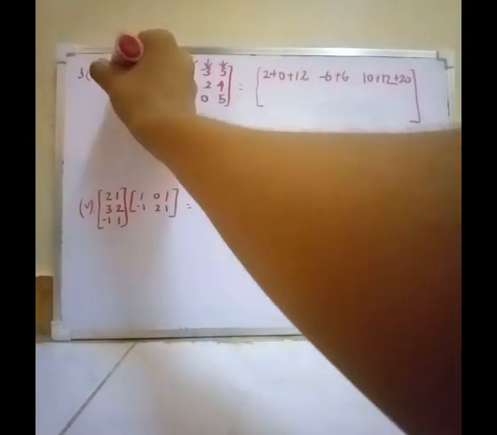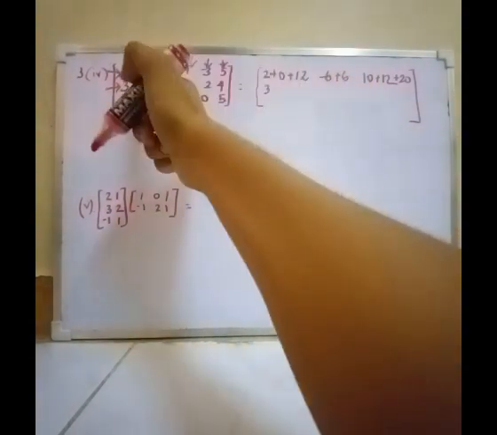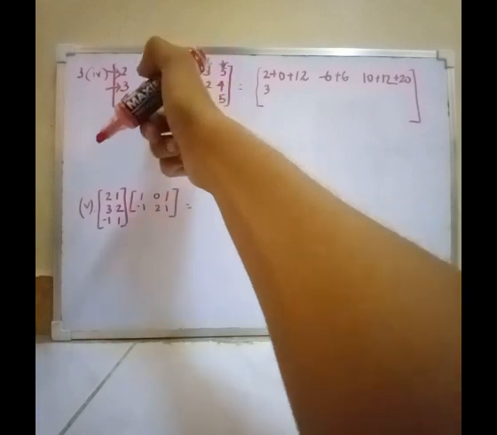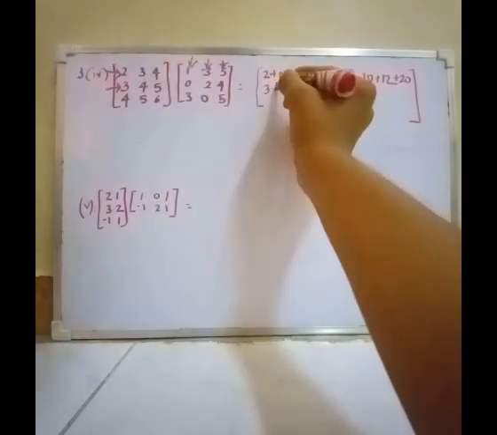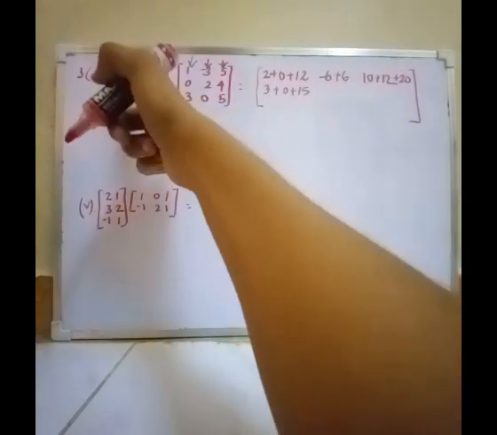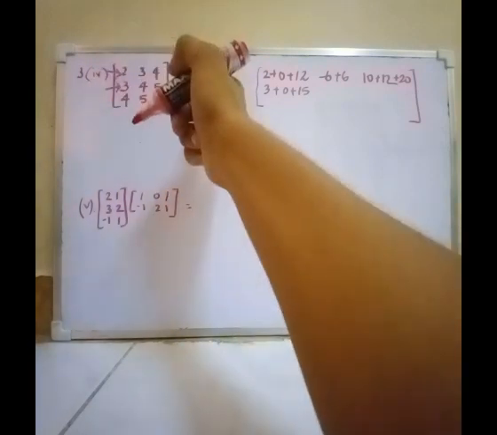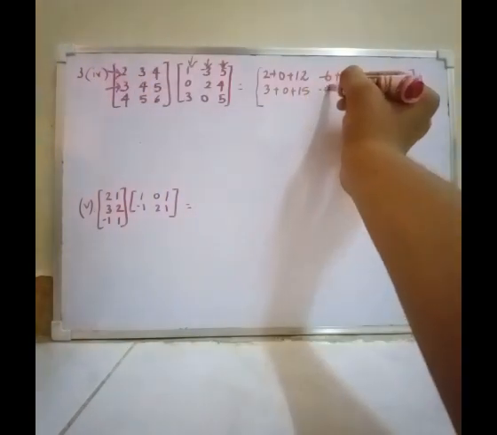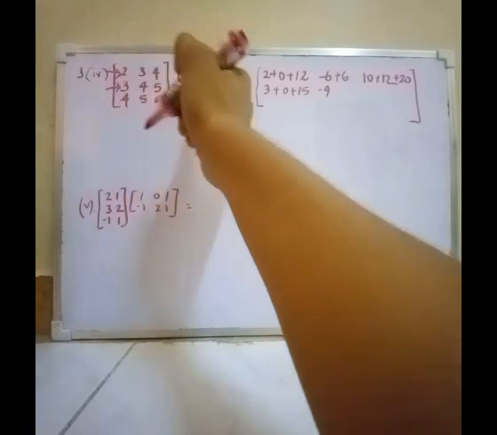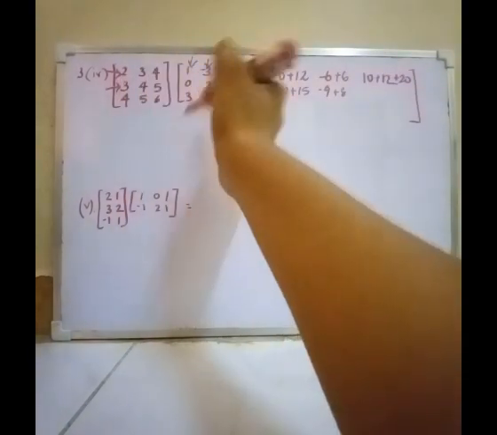Now doing the second row with each column, 3 times 1 would be 3, 4 times 0 would be 0, and 5 times 3 would be 15. Right? Now doing second row with second column, 3 times minus 3 would be minus 9, then 4 times 2 would be plus 8, and 5 times 0 would be 0.